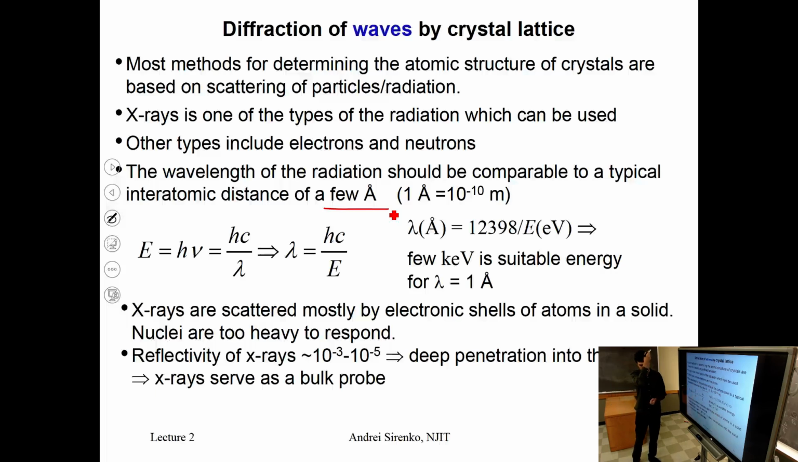And then you can work out what the energy of these X-rays is supposed to be by taking E equal to hc divided by lambda. So you know the wavelength that you're aiming for. Then it's pretty easy to figure out what the energy is, and the energy turns out to be a few kilo electron volts. So you need these X-rays to have the energy of kilo electron volts, and then they will have just the right wavelength to diffract off of atoms in a crystal structure.